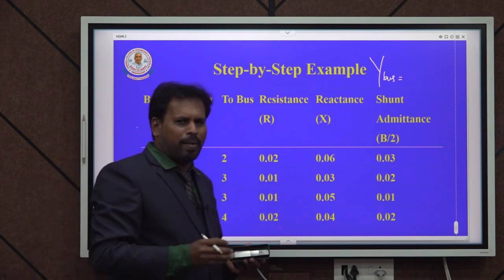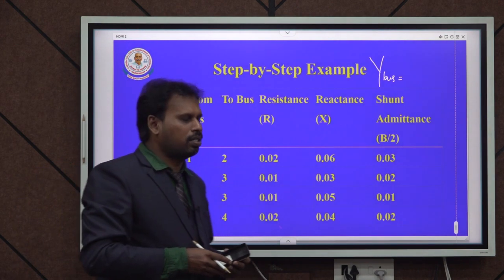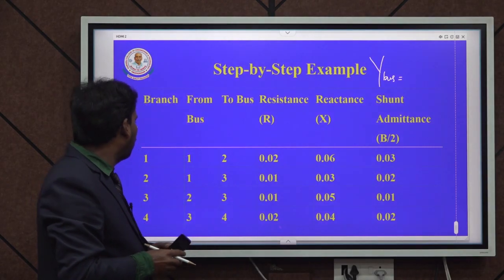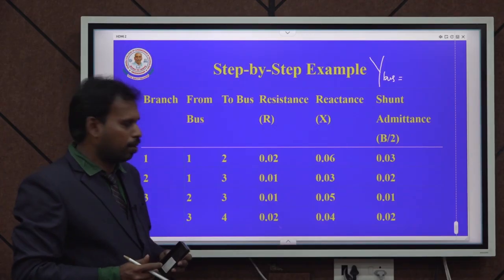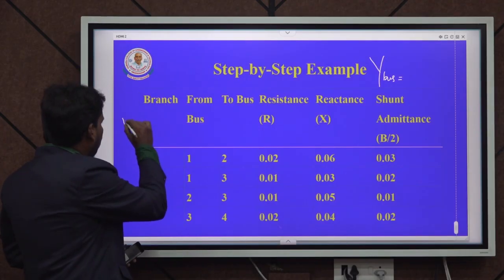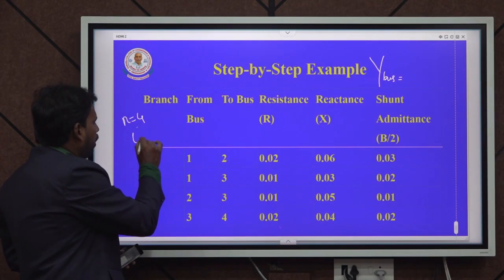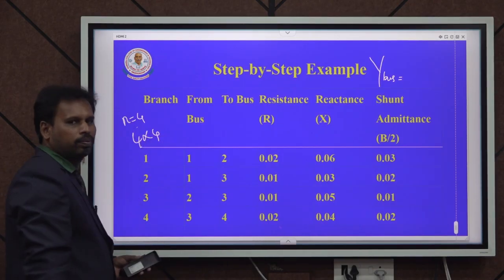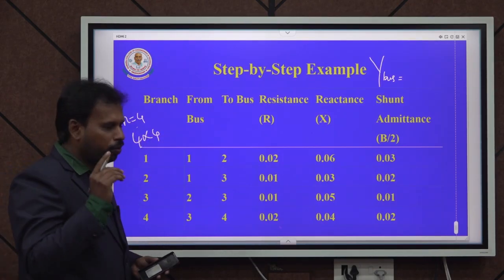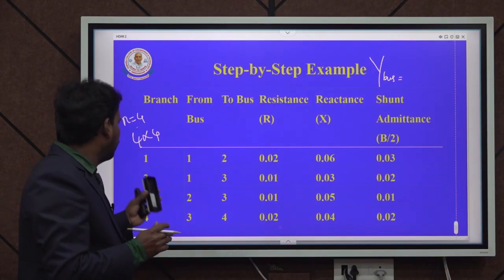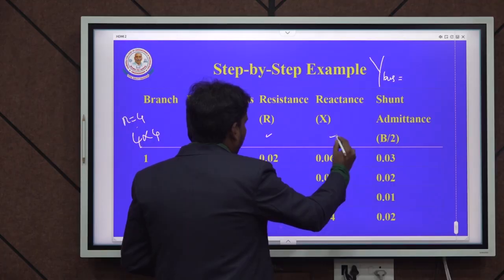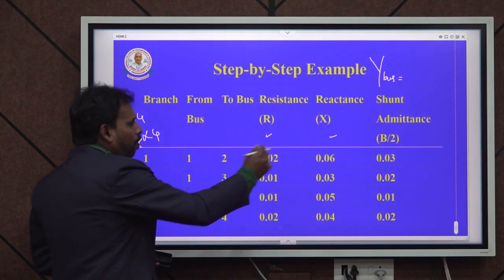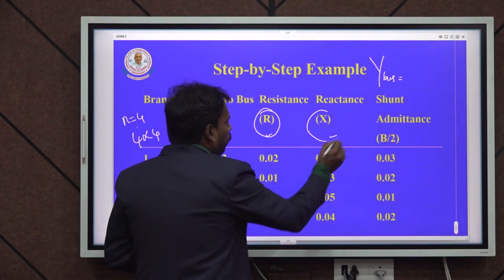For that, we need to know the matrix dimension. The maximum bus number is the matrix dimension. For example, if the number of buses n is equal to 4, then the matrix dimension is 4 cross 4. So initially we need to fix this. Then, we need to check the values they have given between 1 and 2, 1 and 3.